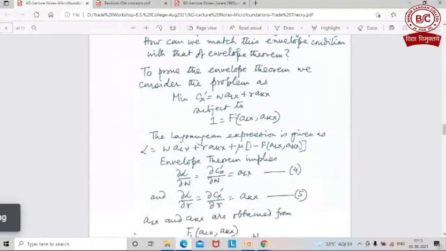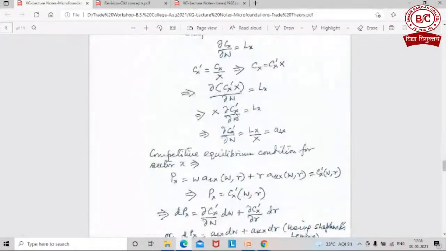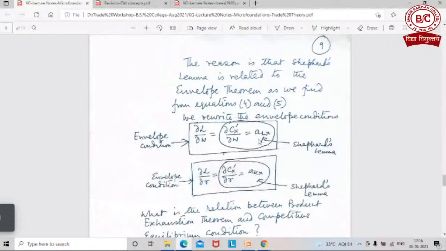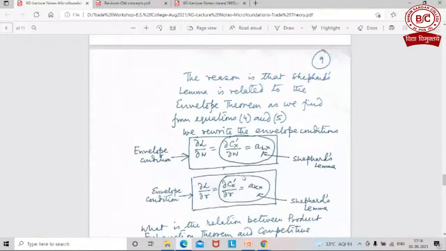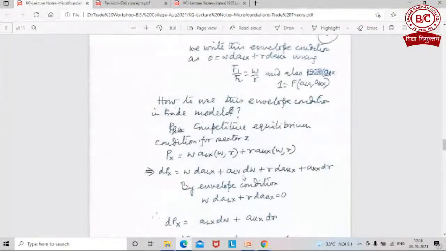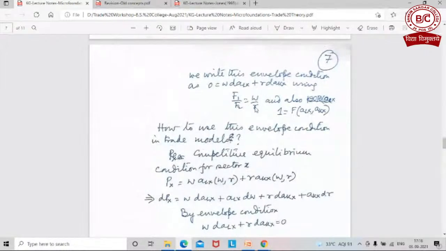Now how can I reconcile this with the envelope theorem? I can easily reconcile this, because just now I have said that this is Shepherd's lemma, and from the Lagrangian expression I can obtain del L del W equal to ALx, del L del R equal to AKx. Now how are these ALx and AKx obtained at the optimal level? These are obtained from the tangency conditions. So once I say this, the tangency condition is bound to operate. That means F1 by F2 equal to W by R is bound to hold. Is it okay? Yes, sir. Got it, sir. Thank you.